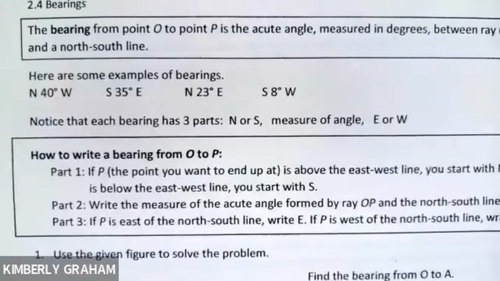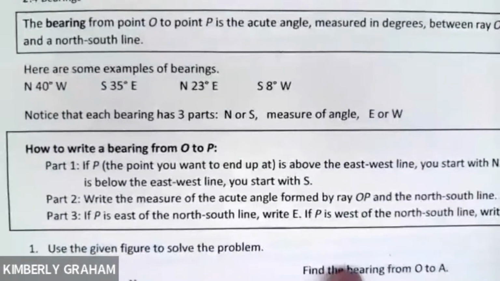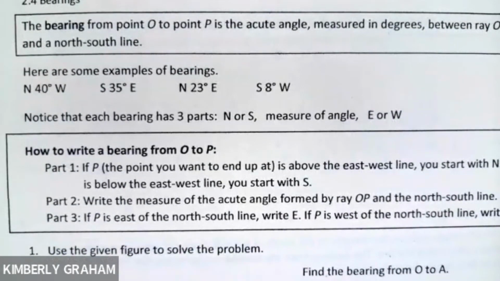The bearing from point O to point P is the acute angle measured in degrees between ray OP and a north-south line. That sounds more confusing than what it is. Here are some examples of bearings. North, 40 degrees west, and you can see all of that.